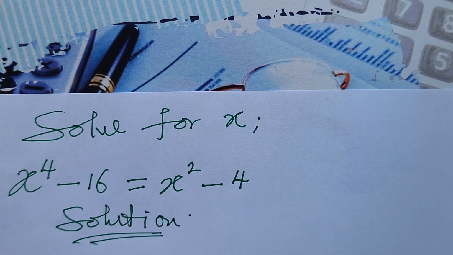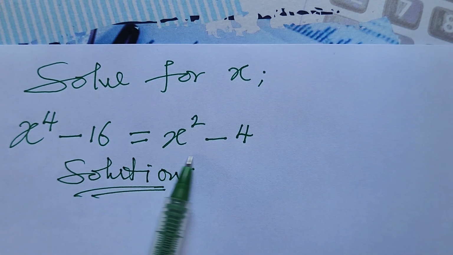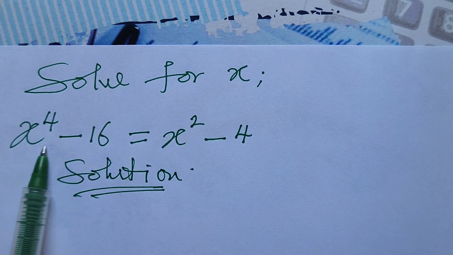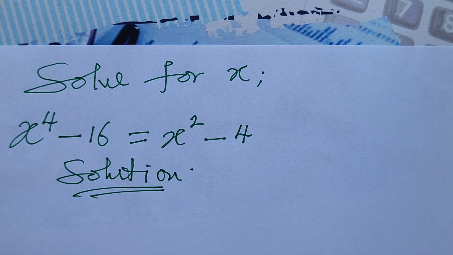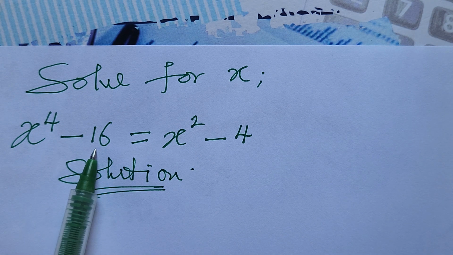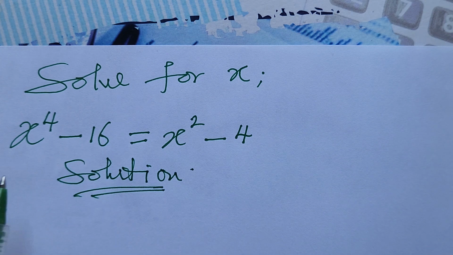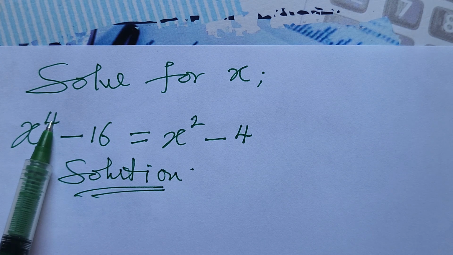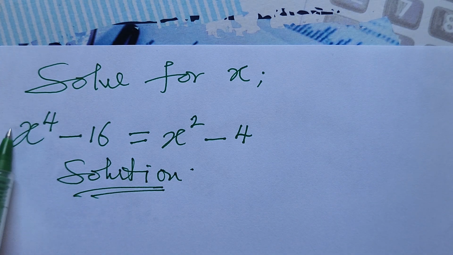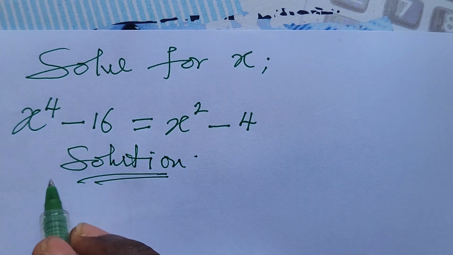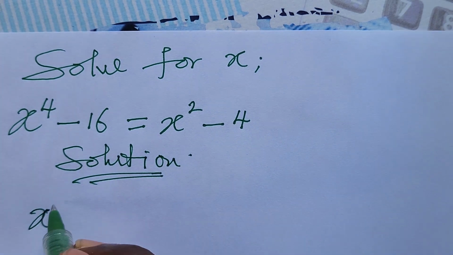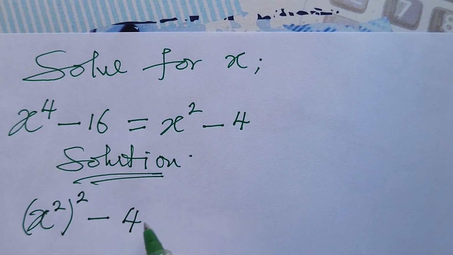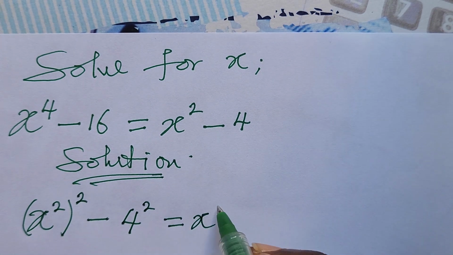Now if you look at the right hand side of this equation, we can bring something of this nature from the left hand side of this equation. How do I mean? 16 can be written as 4 to the power of 2, and x to the power of 4 can be written as x to the power of 2, all to the power of 2. So let's go ahead and rewrite this side of this equation. This is going to give us x to the power of 2, bracket, to the power of 2 minus 4 to the power of 2 equal to x to the power of 2 minus 4.